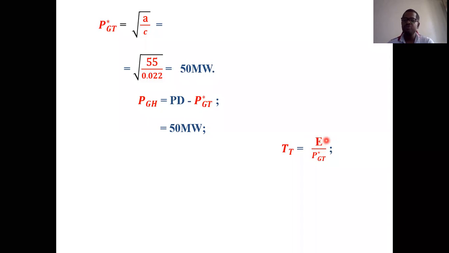So again, use the energy balance equation. What is the energy balance equation? Load energy is equal to ideal energy plus thermal energy. We know the ideal energy and we can calculate the load energy. So from those two parameters, easily we can calculate the thermal energy. So find out the thermal energy, substitute it in this formula and tell me the TT value.